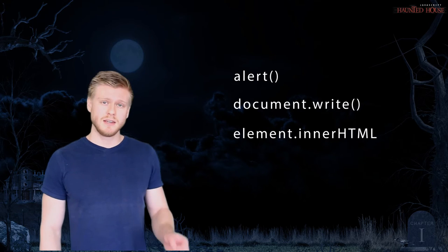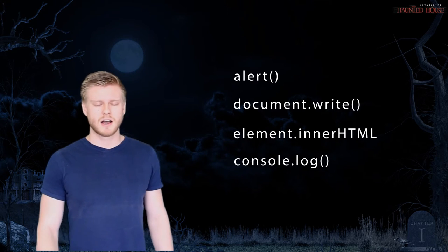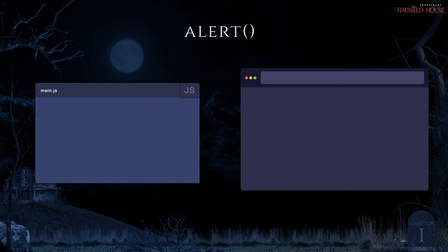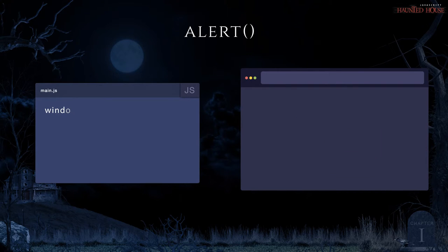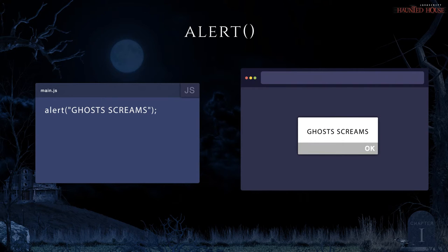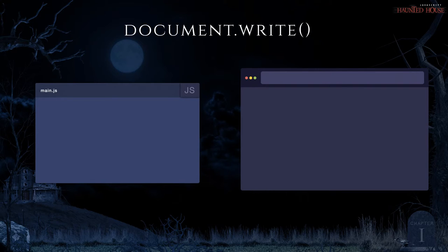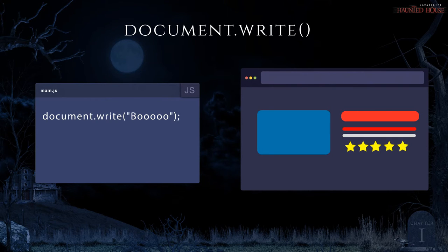As output methods, we basically have four options: alert, document.write, element.innerHTML, and console.log. Let's see how they work. Window.alert, or simply alert, creates a simple alert box on the screen with whatever content we want. Type in alert ghosts screams and refreshing the page, we can see. With document.write, we can write content within the HTML, like this.